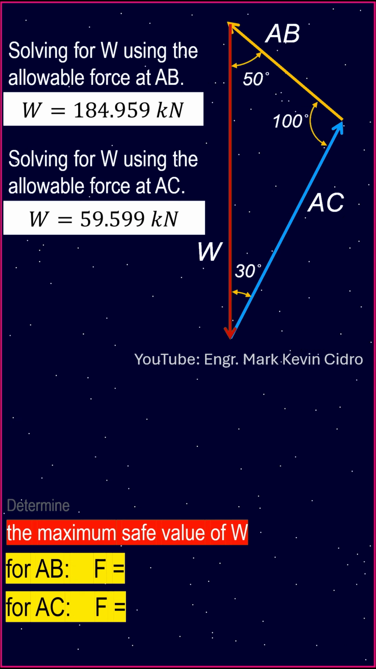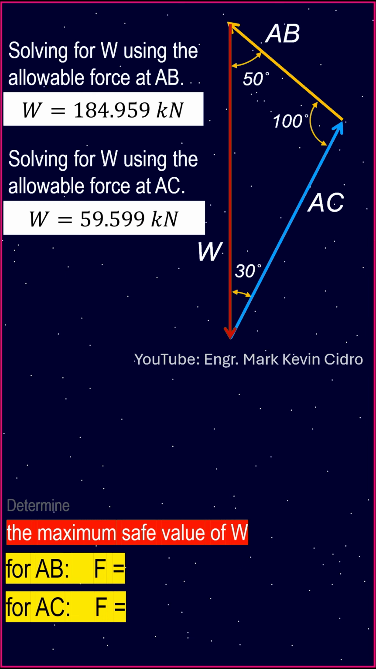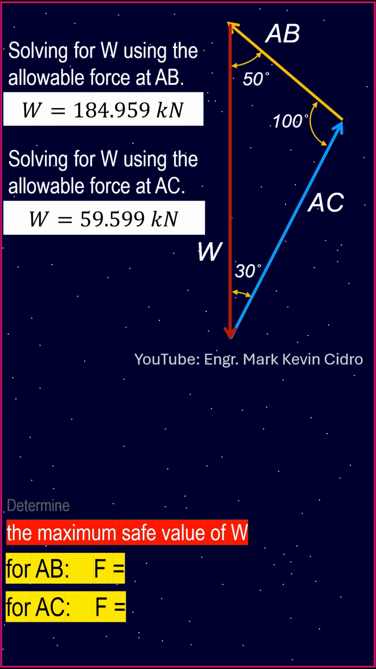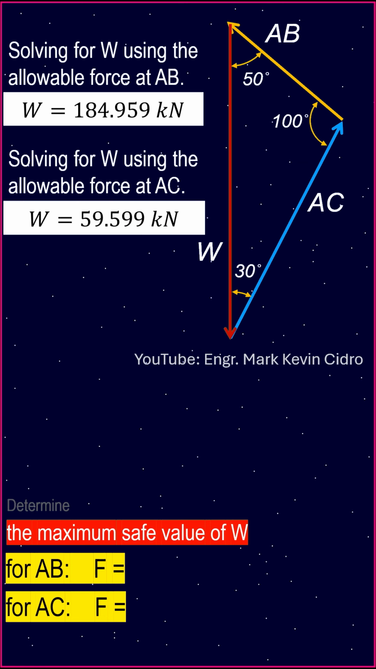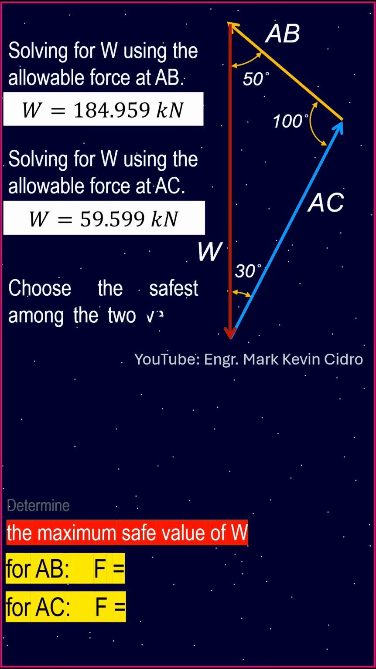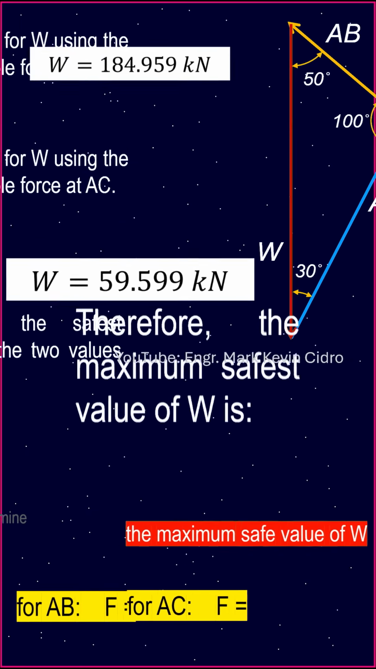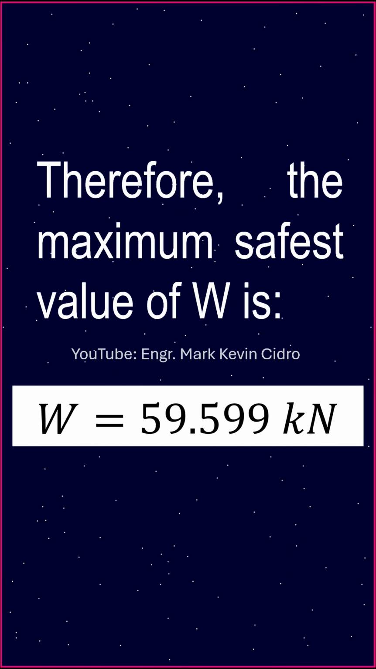Now, we were able to solve two values for W. And since yung hinahanap naman is yung maximum safe value ng W, we'll be using the safest among the two values. And that is 59.599 kilonewton.